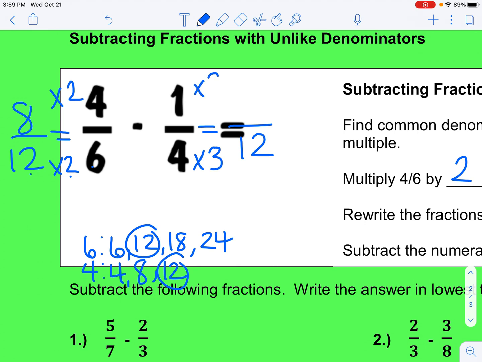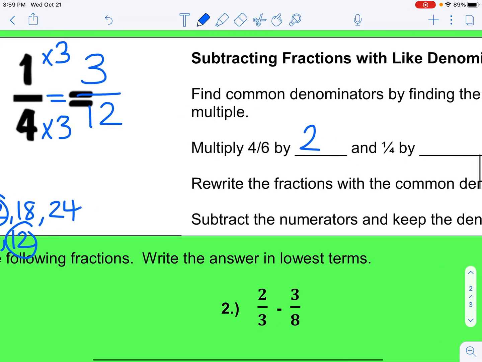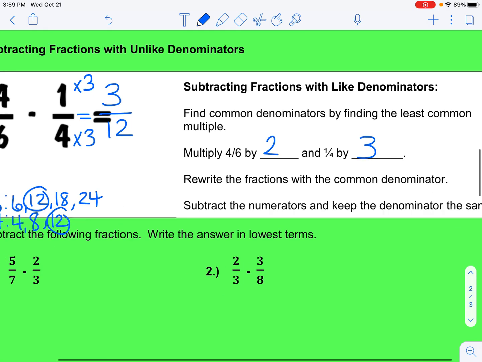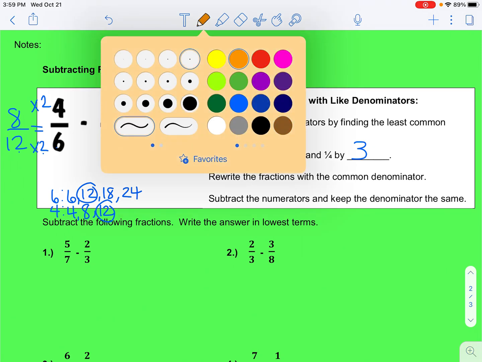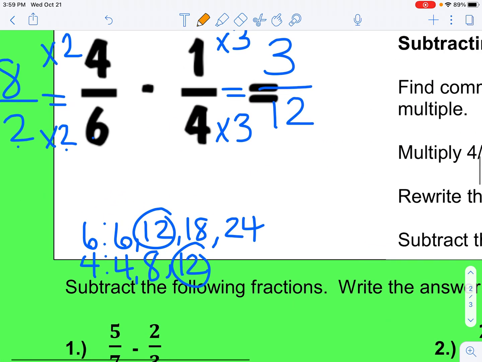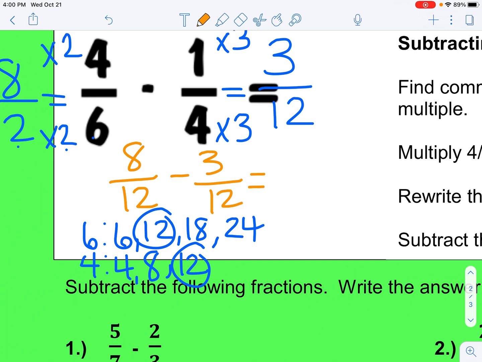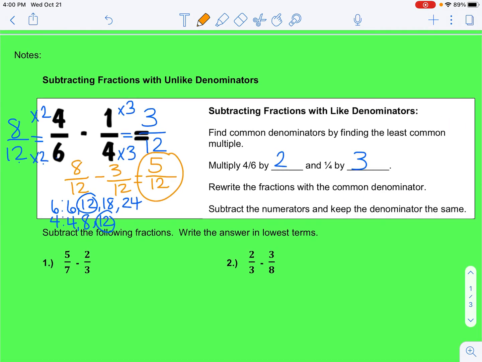4 times 3 gives me 12, so 1 times 3 gives me 3. So I multiplied 1/4 by 3. Now I'm going to rewrite my fractions with a common denominator and then subtract them. So I had 8 over 12 minus 3 over 12. When you subtract 8 minus 3, you get 5, and our denominators stay the same.